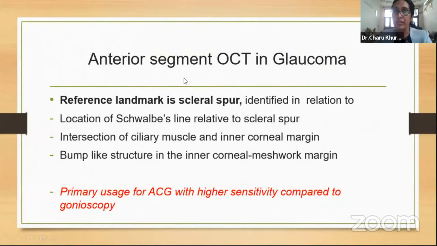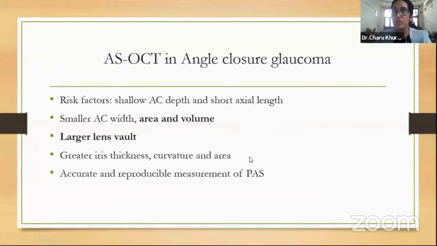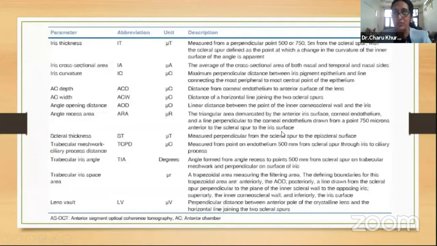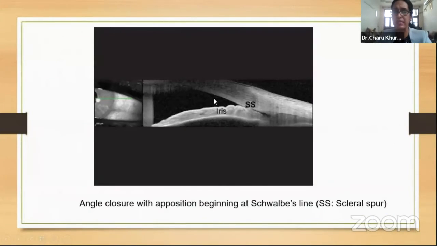Before I finish, a quick word about anterior segment OCT. The landmark that is important is the Schwalbe's spur, and it is usually done for patients with angle closure glaucoma who have a shallow AC depth and a shorter axial length. I don't have much time, I'll go through this quickly. These are the parameters we look at.